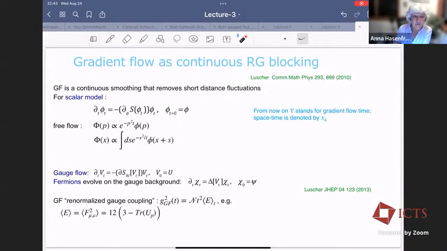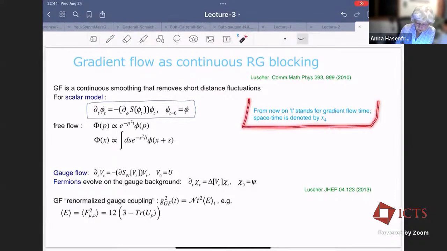But gradient flow actually can be recast as a continuous renormalization group block transformation. So what is gradient flow? For a scalar model, it is simply a kind of diffusion equation. The flow time is denoted by t, and I'm sorry for that, but from now on, t is not going to be time, it is going to be gradient flow time.